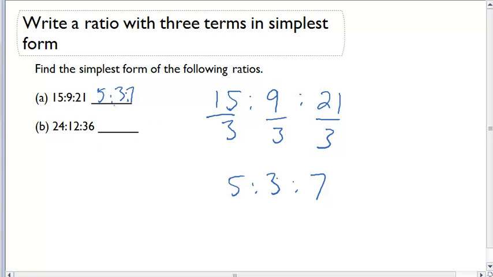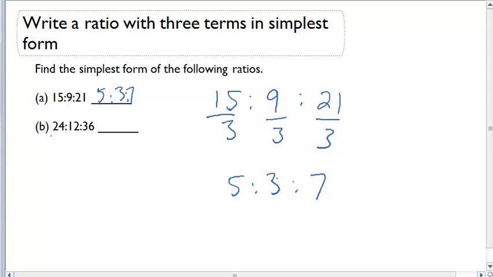For the last one, or part B, I have something similar. I have these 3 numbers, 24 to 12 to 36. Is there a number that I can divide all 3 of these terms by? And if so, what is that number? And ultimately, again, we want the largest number that divides evenly into these 3.